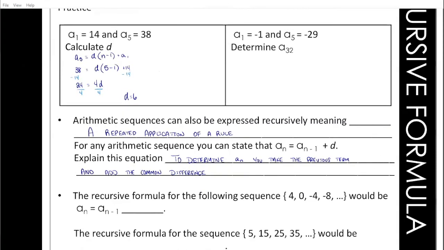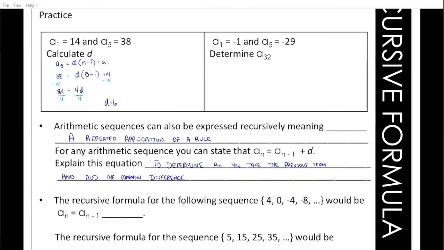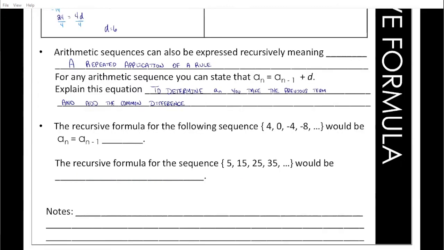So arithmetic sequences can also be expressed recursively. And no, we're not talking about that thing your English teacher told you in 3rd grade would always happen in high school. Recursively is simply a repeated application of a rule. Meaning, if we want to determine a term, we can always take the previous term and add the common difference. That's what you guys were doing at the beginning. I'm just adding 2 to the next term in the sequence: 4, 0, negative 4, negative 8.